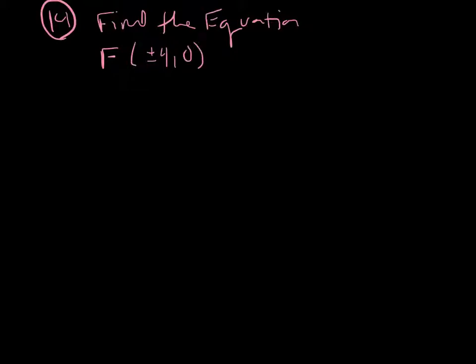Okay, so next example we'll look at is 14. It wants you to find the equation. Okay, and it's a hyperbola. They tell us it's a hyperbola, and they give us that the foci are positive negative 4, 0, and the difference of the focal radii is 4. Okay, so that's again the difference in the focal radii.